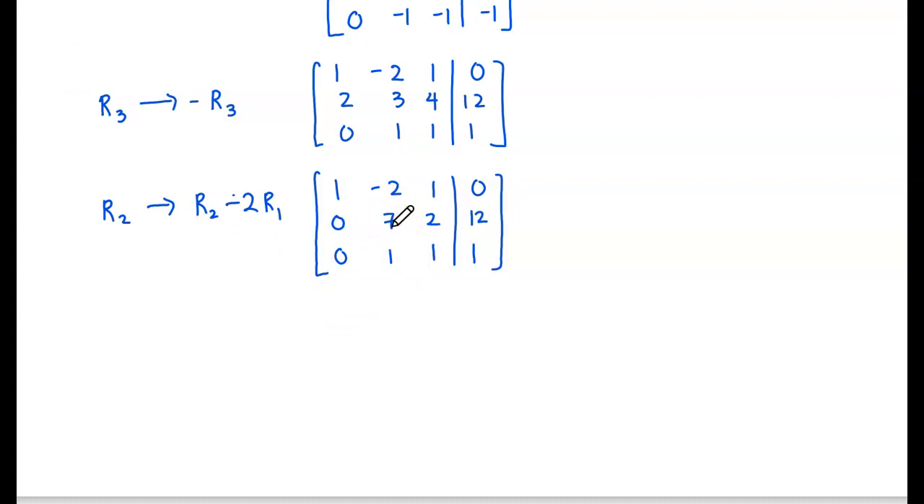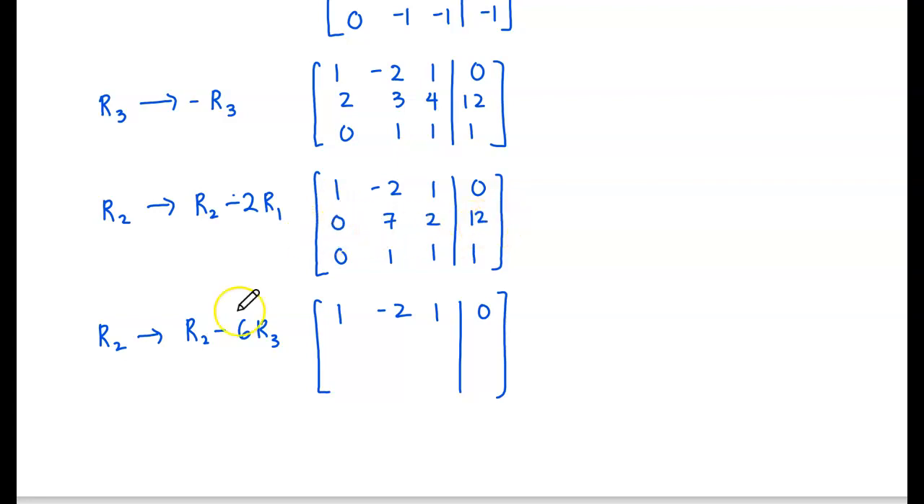That could be obtained by replacing R2 by, you multiply 6 to row 3 and then subtract that from R2. So R2 minus 6 times row 3. So copy row 1, 1, negative 2, 1, 0. So copy the first row here. And then now you replace the second row by this.